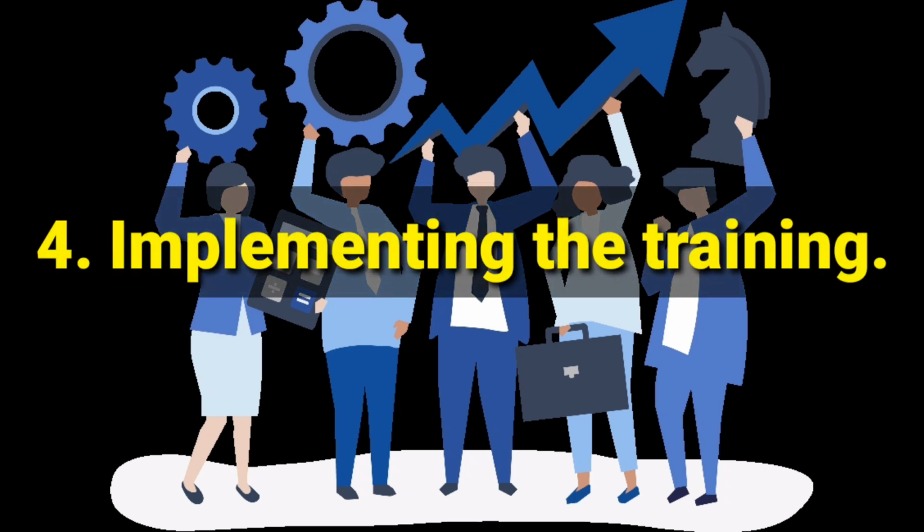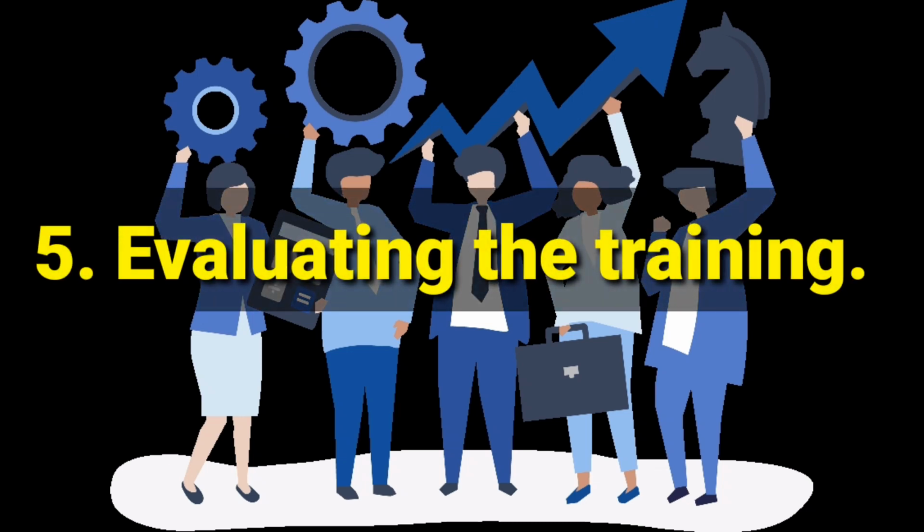After determining the training method, the next step is implementing training. You put the training into action. On-the-job training can be provided by the managers, the team leaders, colleagues, or mentors on the job. And then off-the-job training can be provided by the training department or external education institutions.